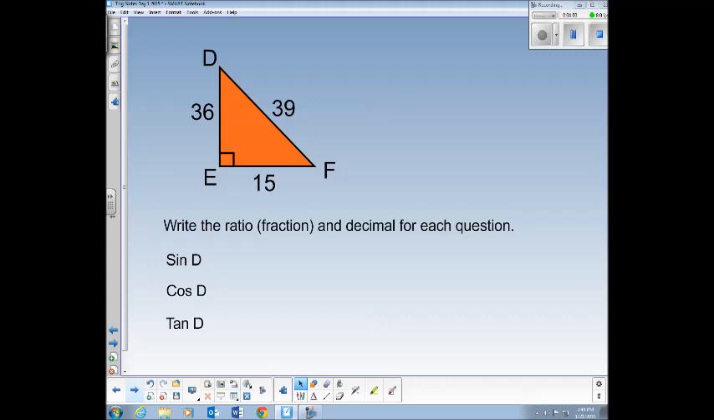Alright? So here we have a question. We want to write the ratio, which is a fraction. We're not going to worry about the decimal for this question. So we look at the sine of D, and here's angle D. I like to circle my angle. And remember that we need our SOHCAHTOA.